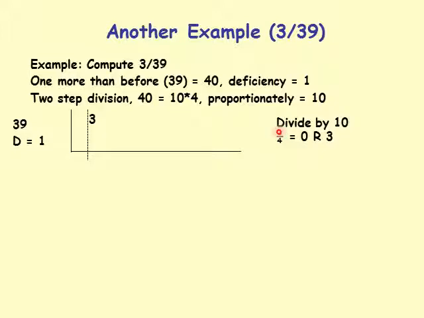When I divide 3 by 4, I get 0, remainder 3. How do we write that? Okay, so I get a 0 point and a 0.